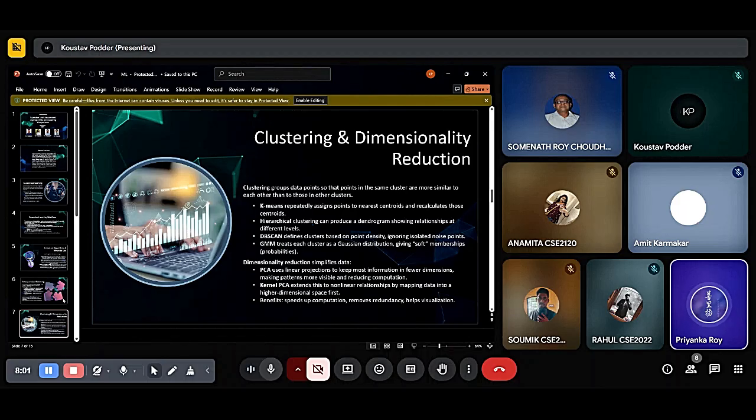There are many types of dimensionality reduction, which simplifies the data. Firstly, PCA, which stands for Principal Component Analysis, finds the direction of the data with the most variance and projects everything onto this direction. Next is kernel PCA, which extends this to capture non-linear relationships. The benefits are huge. Basically, it speeds up computations, removes redundancy, and even helps to visualize high dimensional data in 2D and 3D space.